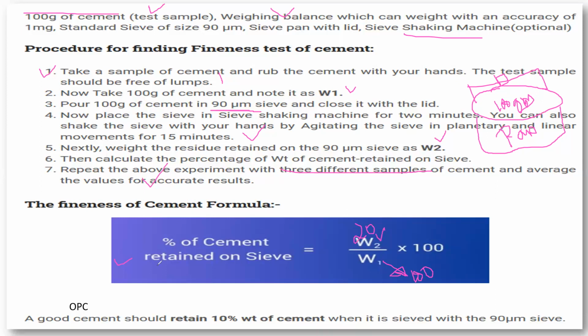A good OPC cement, this is very important, a good ordinary Portland cement should retain less than 10% of the weight of cement when it is sieved with a 90 micron sieve. Whatever final answer you get, that should be less than 10%. If it is less than 10%, then we say this cement is good, the fineness of this cement is good. So in this way, this test has to be carried out.